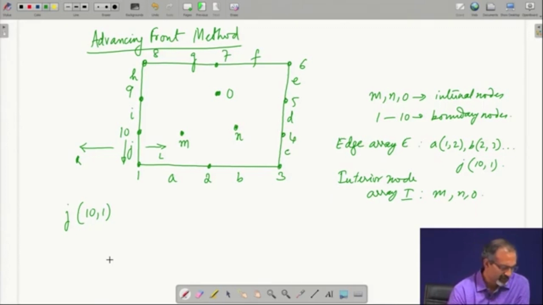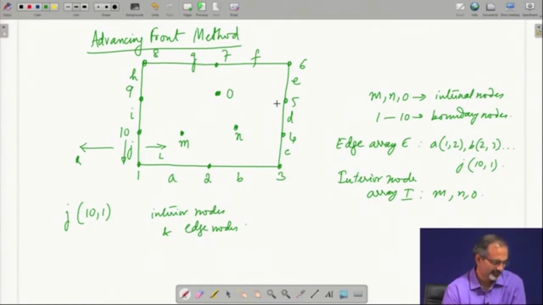So, you first have to do an exercise by means of which you search to find all nodes which are on the left hand side of this edge J. This may include both interior nodes and edge nodes, because as you can understand, if you look to the left, you will see nodes like M, N, 4, 3, 2, 5. So, it is a mix of boundary nodes and interior nodes. Now, how do you choose which is going to be the most suitable node as far as the triangulation of the domain is concerned?